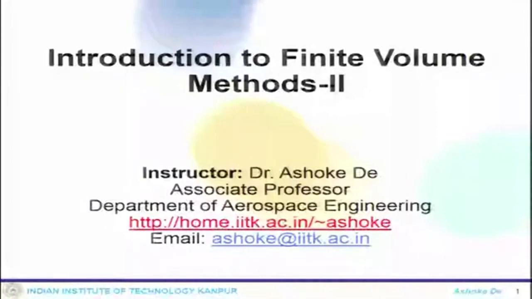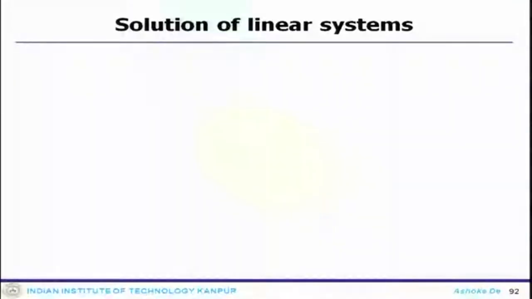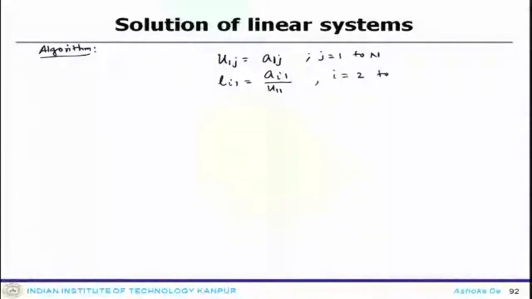Okay, so welcome to the lecture of this finite volume method. Now, if you put these things back in the algorithm, what will happen? So, first thing that I will have u1j equals a1j, for which j goes from 1 to n. Then I get L_i1 equals a_i1 by u11, where i goes from 2 to n.